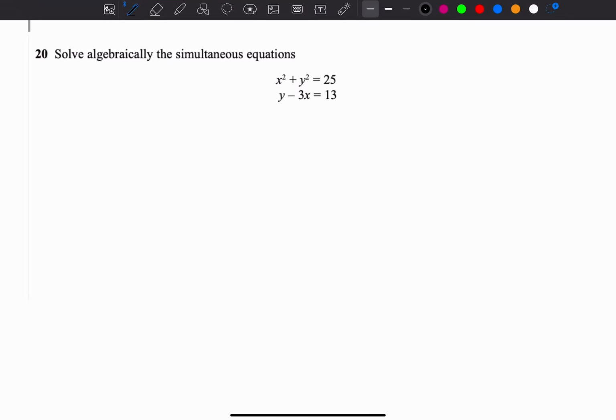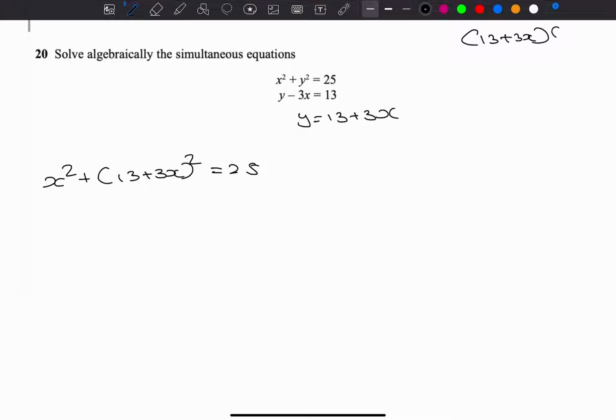Make, of course, y the subject. y is equal to 13 plus 3x. Some people like to write 3x plus 13, it doesn't really matter. x squared plus y squared is 13 plus 3x, squared, equals 25. Or 13 plus 3x, 13 plus 3x. If you expand it, that's 169 plus 39x plus 39x plus 9x squared.